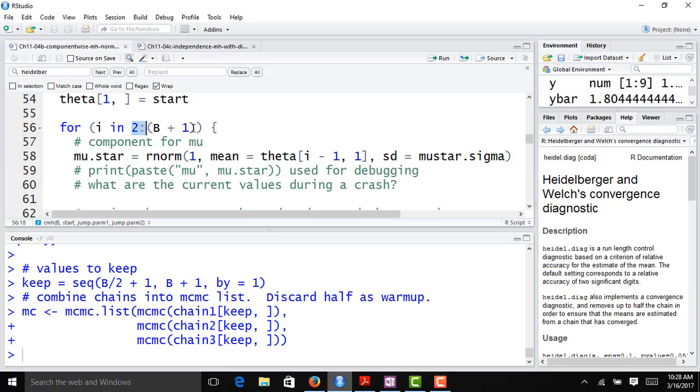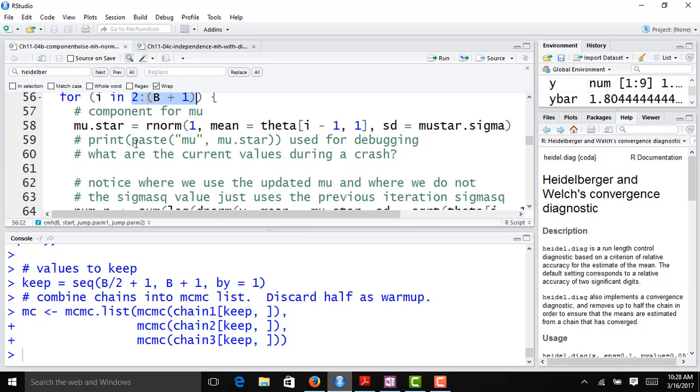And so in each cycle, what I'm going to do here is sample mu star from the jump distribution for mu. And if you remember, that was a normal distribution with a mean that corresponded to the previously sampled value of mu, which in this case is going to be found in theta, row i minus 1, column 1, and then the standard deviation is mu star dot sigma.